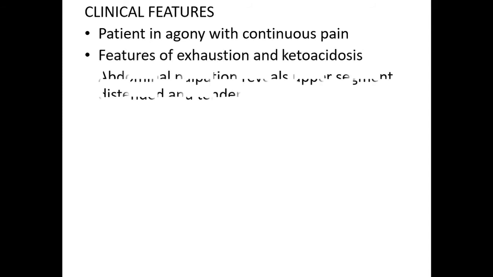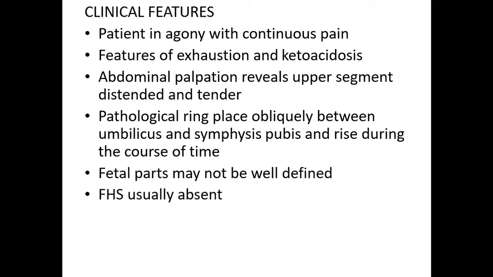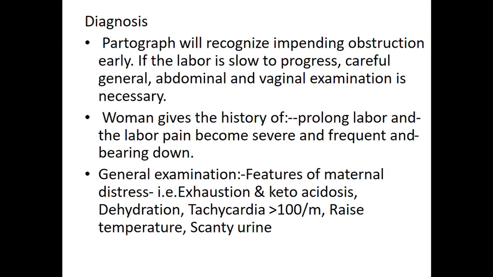The clinical features include the patient in agony with continuous pain, features of exhaustion and ketoacidosis. Abdominal palpation reveals the upper segment distended and tender. The pathological ring is placed obliquely between the umbilicus and symphysis pubis and rises during the course of time. Fetal parts may not be well defined. FHS is usually absent. And how can we diagnose?